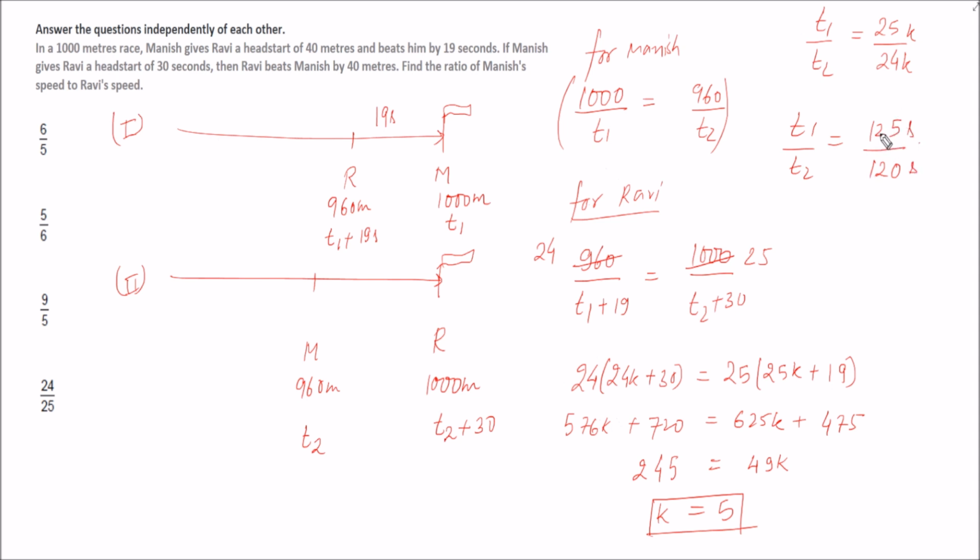So what exactly have they asked you? They have asked the ratio of the speed of Manish to Ravi, distance by time, 1000 by 125. For Ravi, it is going to be 960 by 144. Now let's try to do this. This is 25 and this is 24. 24 will cut this, I think, by 6, and 5 will cut this by 5, which is the 6 will go to the numerator, 6 by 5. So this is the answer to this question. Thank you.